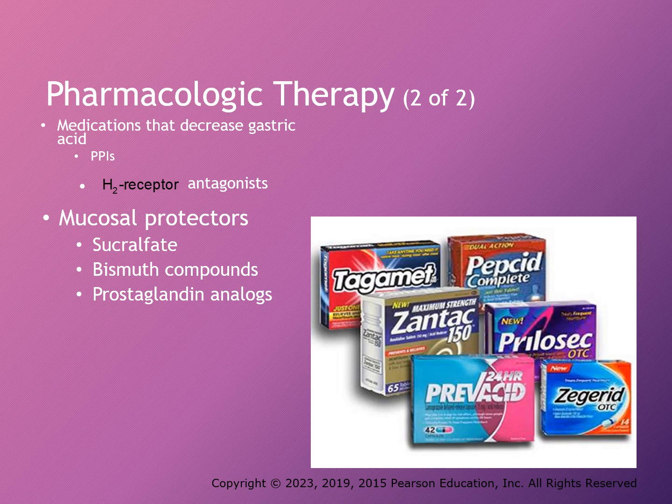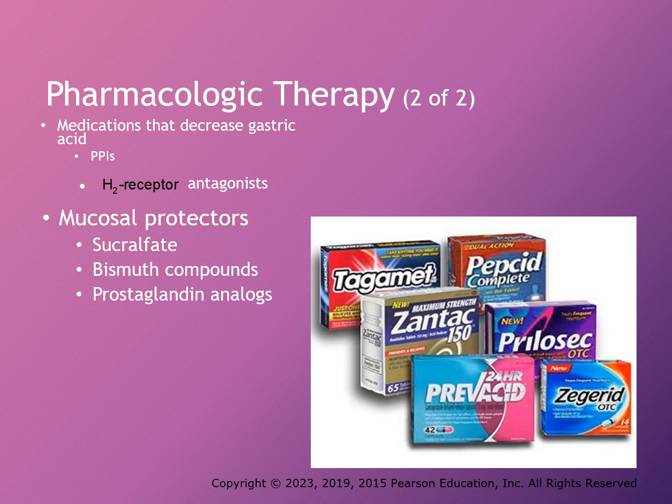Sucralfate also stimulates the secretion of mucus, bicarbonate, and prostaglandin. Prostaglandins such as misoprostol promote ulcer healing by stimulating mucus and bicarbonate secretions and by inhibiting acid secretion. Misoprostol is used to prevent NSAID-induced ulcers.